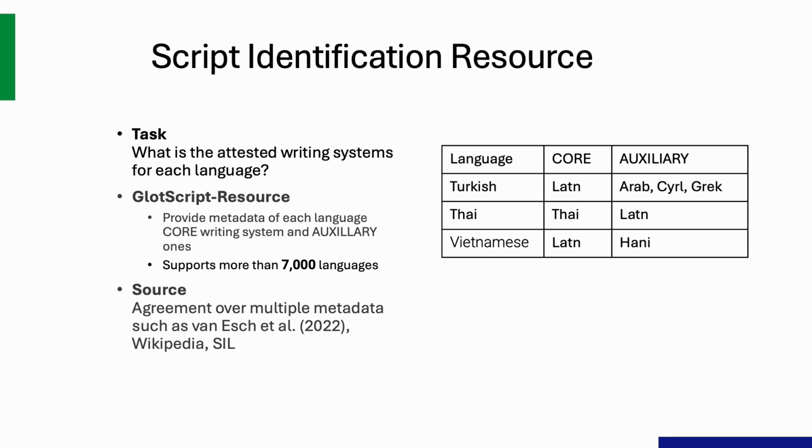So here, for example, for Turkish, we have the actual main script as Latin, but we know that Turkish used to be written also in Arabic, so we put Arabic as the auxiliary. And we tried to support all of the possible languages, meaning more than 7,000 languages.